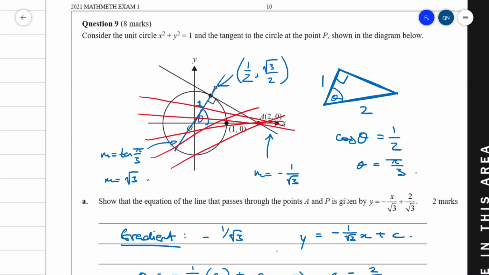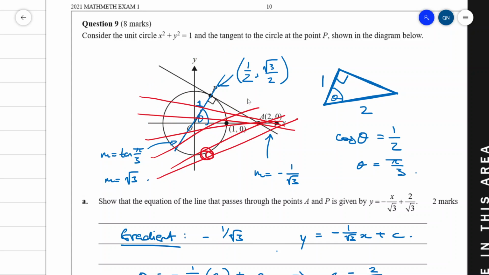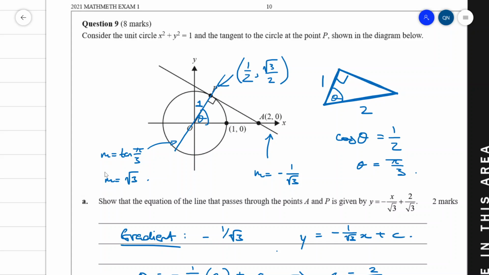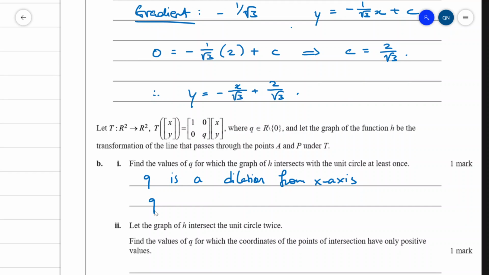So it could be any dilation in the range negative 1 to 1. Because if you're at negative 1, then you're going to be hitting the tangent at the bottom of the circle here. And if you're anywhere in between, you're going to get a line that's somewhere in this cone here. If you're outside, then you're not going to intersect the circle at all. You're going to be out over here. So these yellow lines are not what we want. These yellow lines are when our Q is greater than 1 or less than -1. We don't want that. We only want the red lines. So Q has to be between -1 and 1. That's our answer. So Q is on the interval -1 to 1.